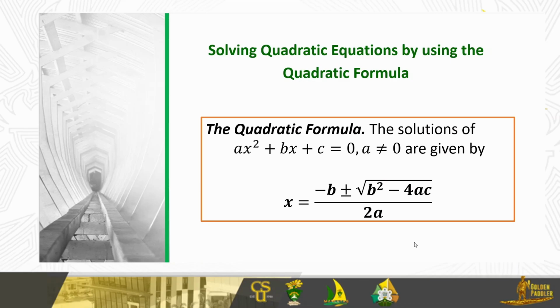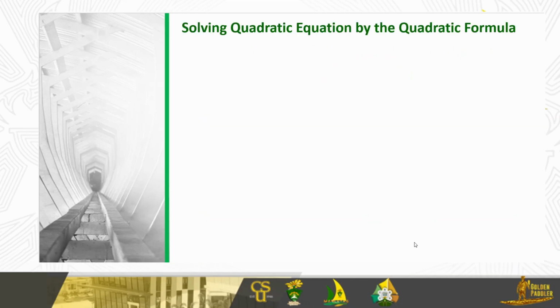The solutions of ax squared plus bx plus c equals 0, where a is not equal to 0, are given by x equal to negative b plus or minus the square root of b squared minus 4ac all over 2a.